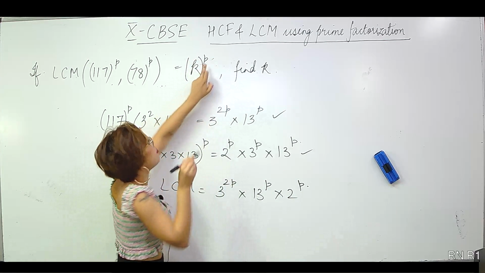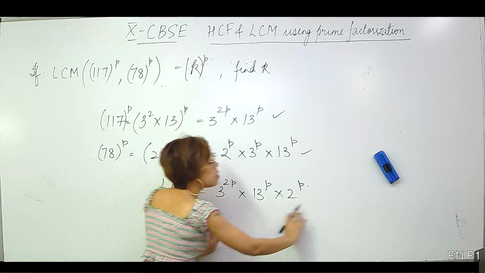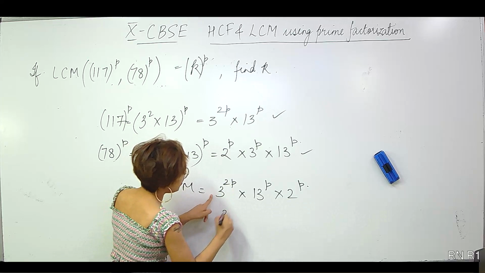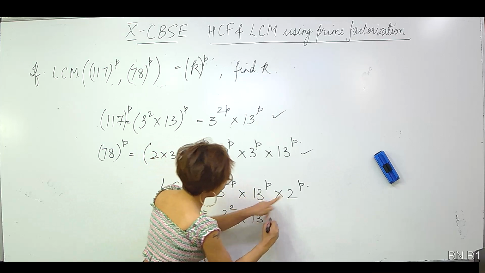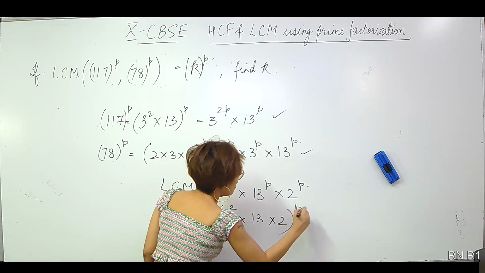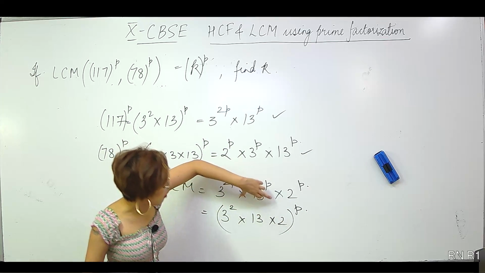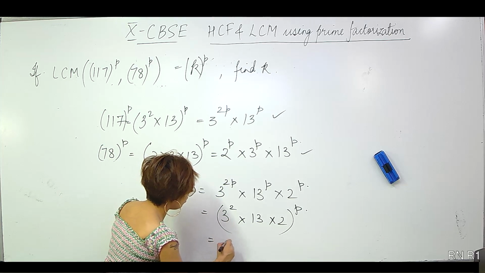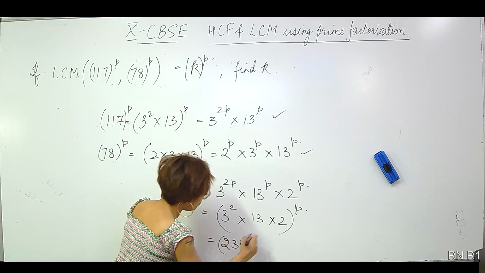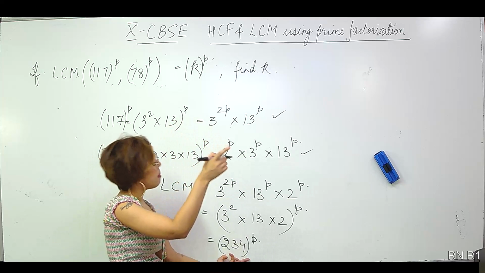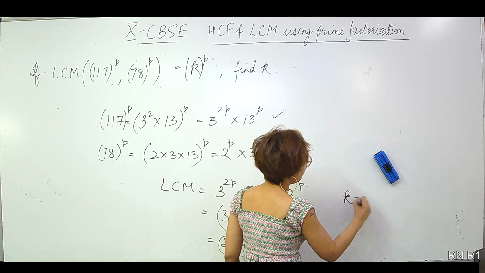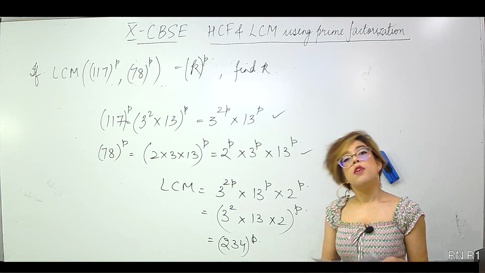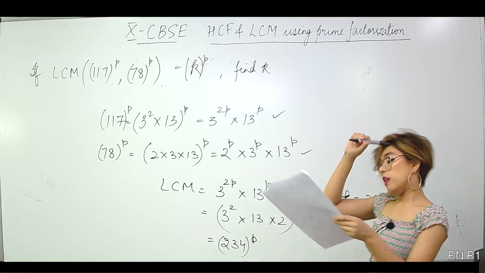Some number raised power p. Right? The whole thing is raised to p, right? So I can write this using the laws of exponents: 3 square into 13 into 2, whole raised power p. I hope you understand how we went from this to this, right? And this is nothing but, it will come out to be 234 raised power p. Now this is equal to k raised power p, that means k is equal to 234. Right? Okay. On to the next one.